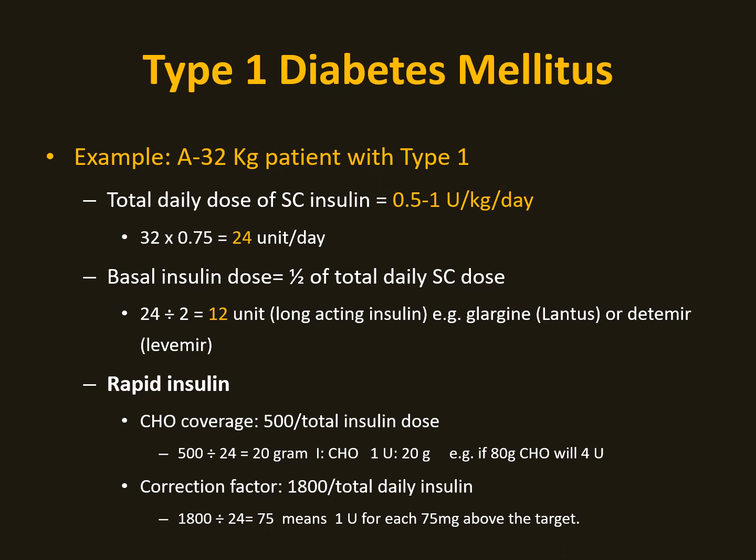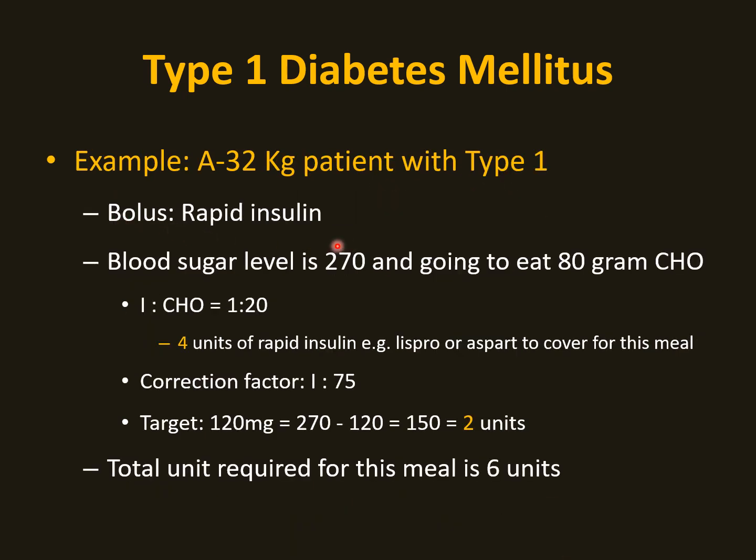So now this patient is going for a meal, and we want to calculate the bolus to be able to give this patient the appropriate amount of rapid insulin before the meal. The blood sugar level is 270, and this patient is going to eat 80 grams of carb. We know that the insulin to carb ratio is 1 to 20: 1 unit of insulin for 20 grams of carb. So this patient is going for 80, so he or she will require 4 units of rapid insulin in form of Lispro or Aspart.